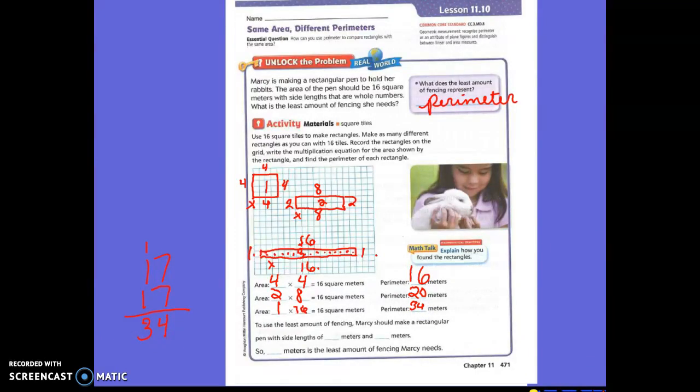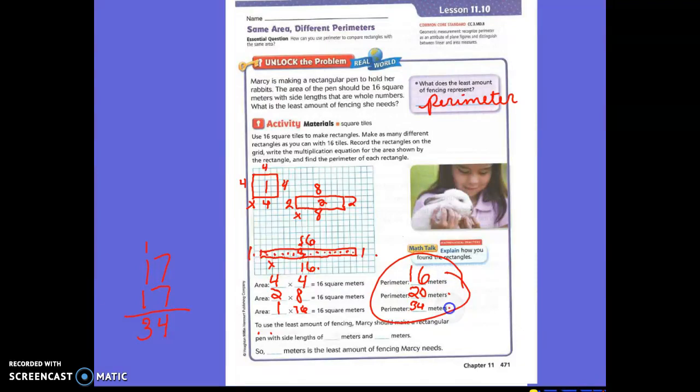So we have found the areas and the perimeters for all of those rectangles. To use the least amount of fencing. Fencing means that you're looking at the perimeter because fencing is around. So looking at the perimeters, guys, to use the least amount, Marcy should make a rectangular pen with the lengths of what?